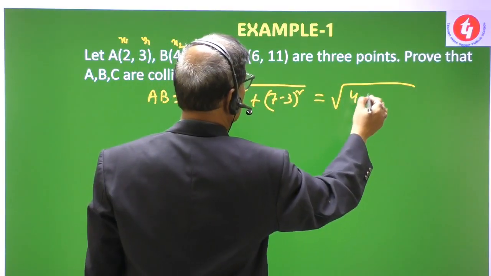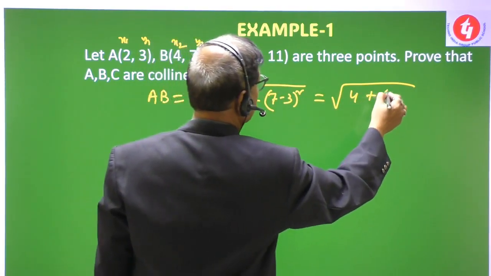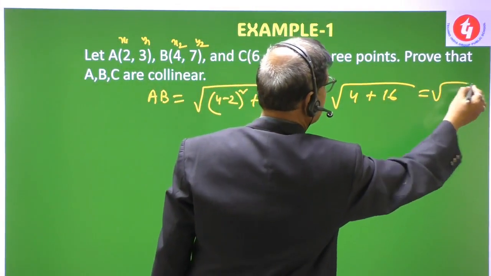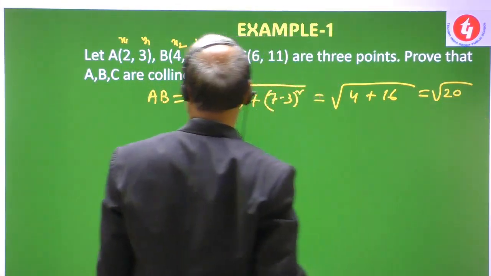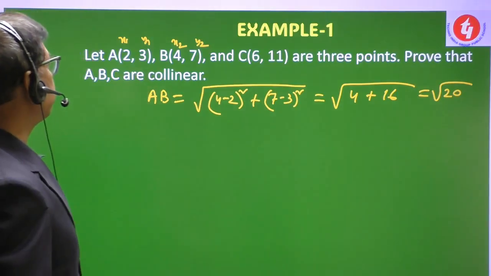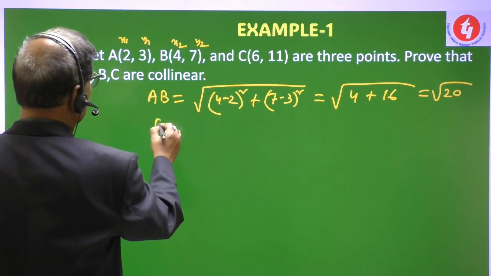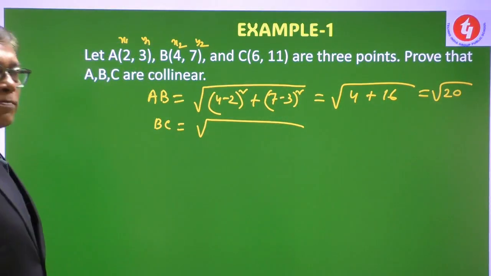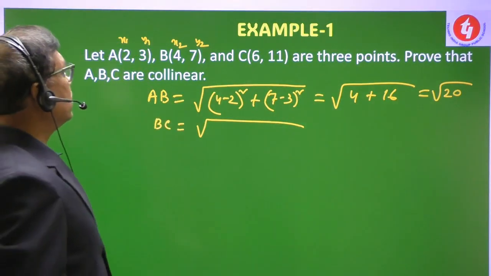4 and 16, because 4 square. So root over 20 is the result. Now we will find BC. Applying the same distance formula, what is the result?